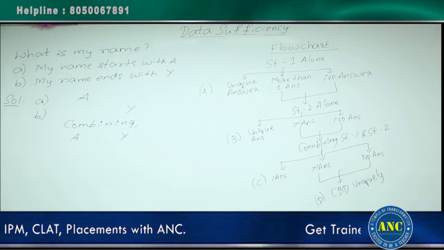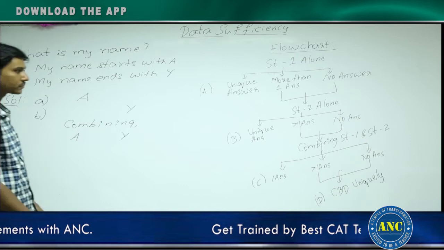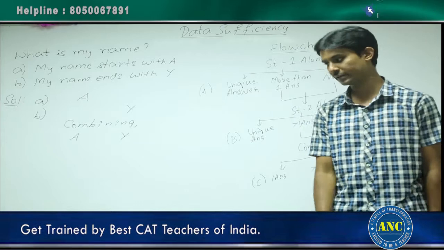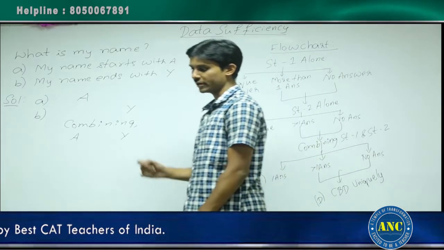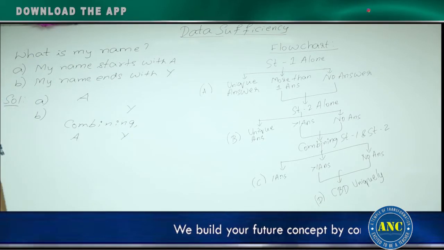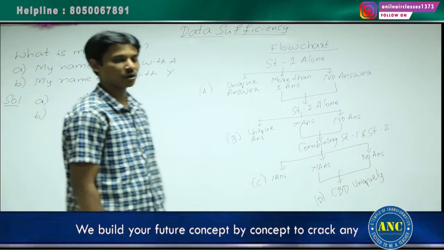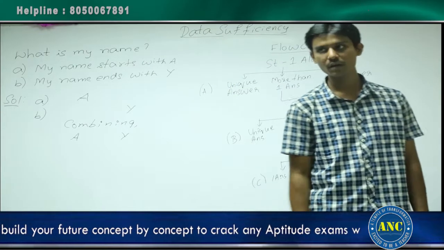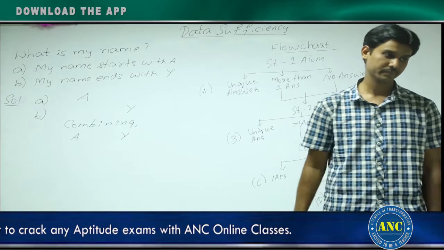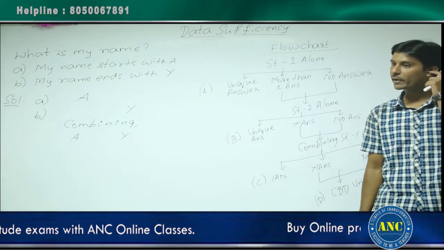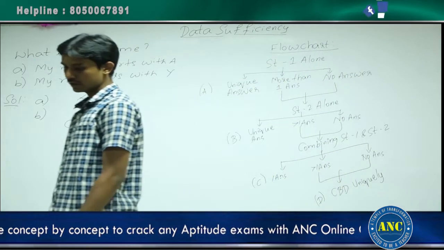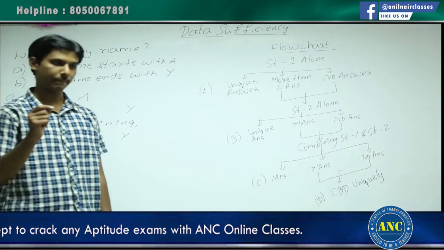Golden rule in data sufficiency. Very, very important point. Point number 1: do not assume any domain for variables. Do not assume any domains for variables unless specified.